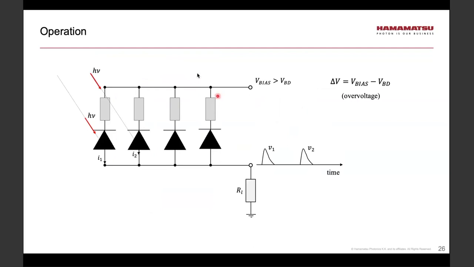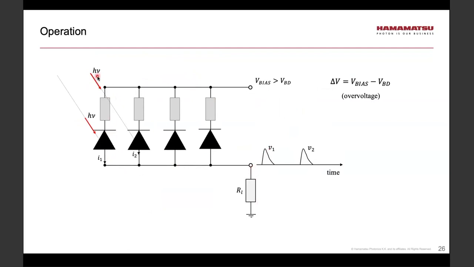Here is how it operates. Suppose I have two photons that arrive at the active area at two different times. The first photon creates a current pulse in this microcell. That current pulse then propagates through the load resistor, producing a voltage pulse.